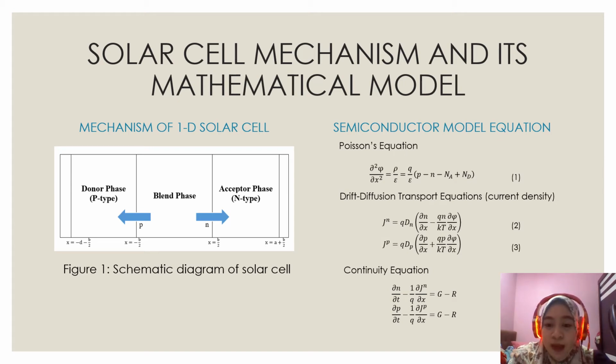And this is the semiconductor model equation for the blend phase. The semiconductor model equation consists of Poisson equation, drift diffusion transport equation, which is current density, and continuity equation, where P and N are the density of holes and electrons, while J is the current density for electrons and holes, and G is the generation, while R is the recombination.